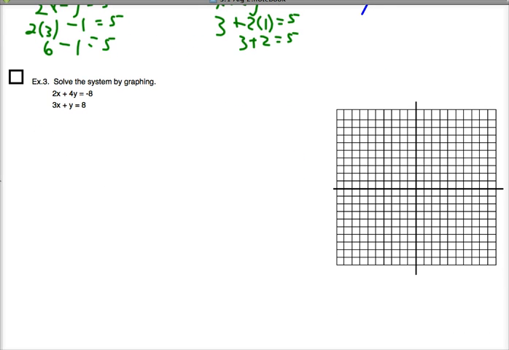So we have another one here for you to practice. Both in standard form. Here, if x is 0, y is negative 2. Negative 8 divided by 4 is negative 2. And down here, if y is 0, x is negative 4. So we have 0, negative 2. We have negative 4, 0. And we'll draw a line through there.